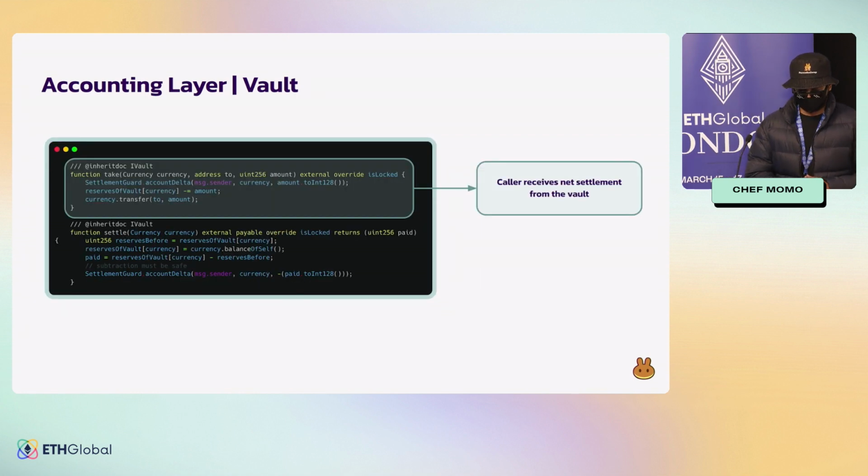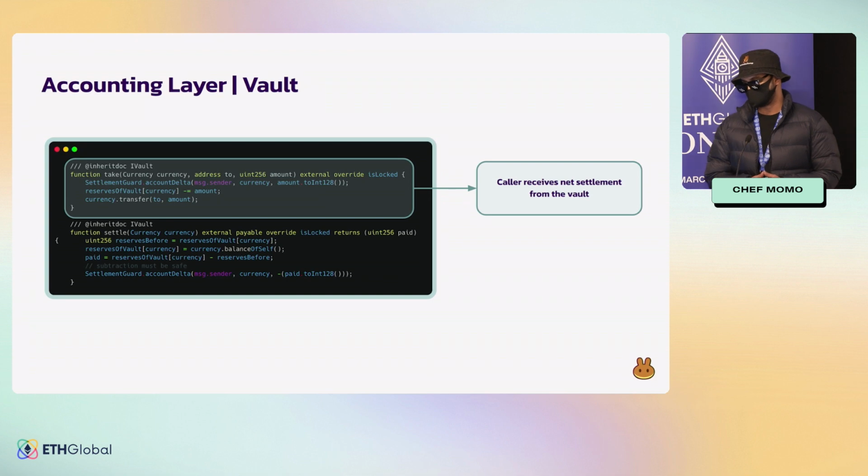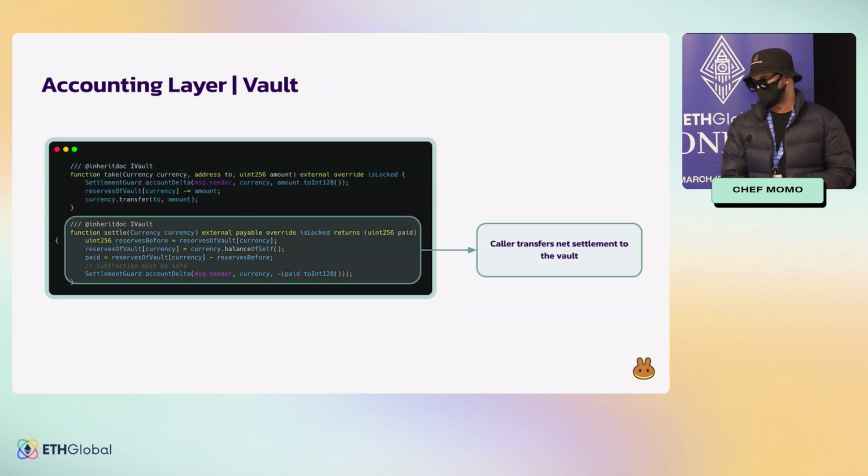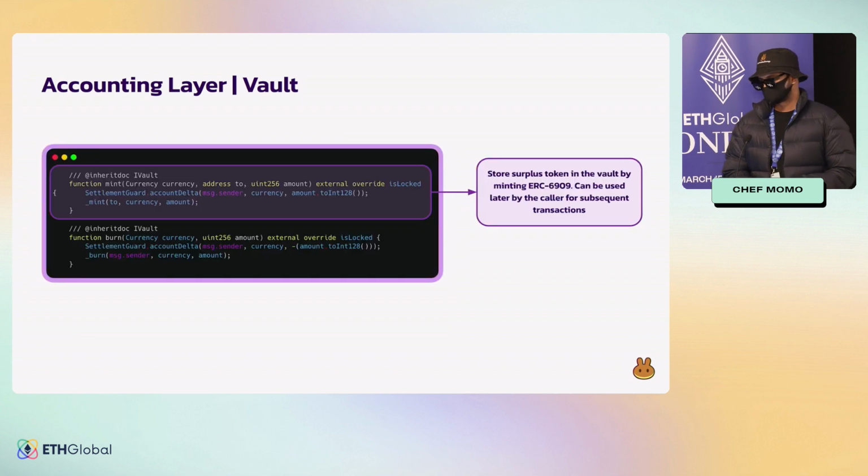The next one is essentially how the transaction happens between the vault and the caller. There are two key methods. One is take and the other one is settle. The take is used for the caller to receive the net settlement from the vault, while the settle is used by the caller to transfer the net settlement to the vault. And now it's also possible to store surplus tokens in the vault by minting ERC6909. So you don't need to transfer tokens to and from your wallet to the vault.